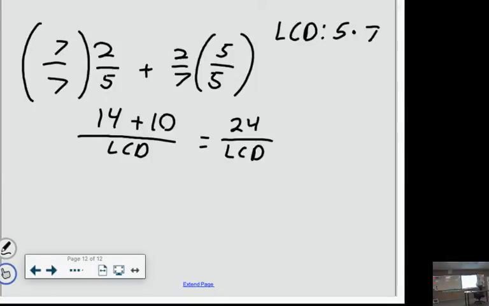Now I'm just going to factor that down into primes. So if I do, I can pull out a 2. That leaves me with a 12. So that's 2 times 2 times 2 times 3 over 5 times 7. Can anything be reduced out? So at that point, I just combine it, and I get 24 out of 35.